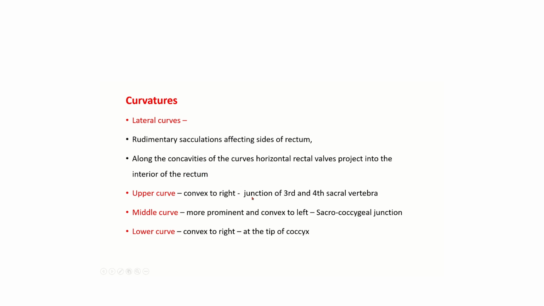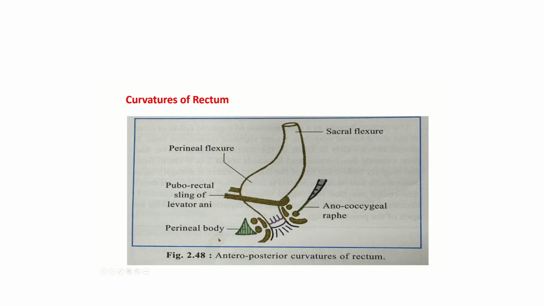The upper curve is convex to the right, at the junction of third and fourth sacral vertebrae. The middle curve, which is more prominent, is convex to the left at sacrococcygeal junction, and the lower curve is convex to the right at tip of coccyx.